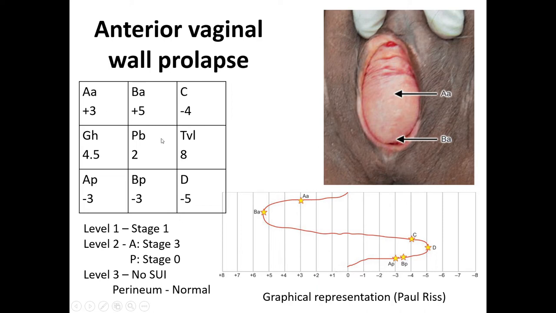This one is 5, TVL minus 2 is 8 minus 2 is 6, but it is 5, so it is stage 3. Posteriorly it is stage 0. Level 3 anteriorly there is no SUI and perineum is normal.